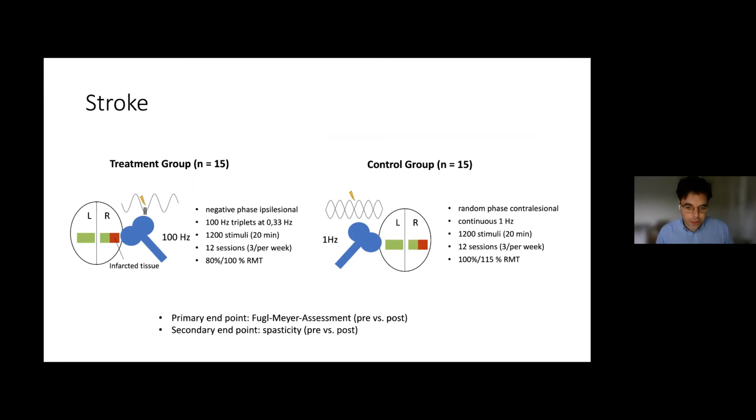This is a study currently still running at the neurology hospital in Tübingen, where we have a total of 30 patients that are randomized into a group receiving phase-triggered negative peak motor cortex stimulation over the affected hemisphere versus a control group receiving the standard treatment, which is over the healthy hemisphere. And I don't have preliminary data yet.